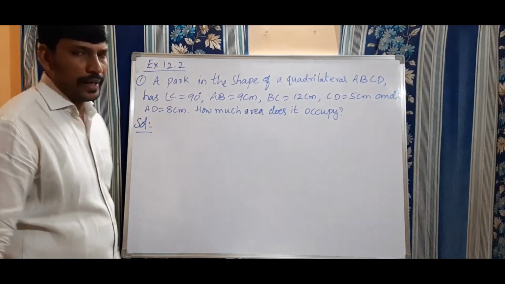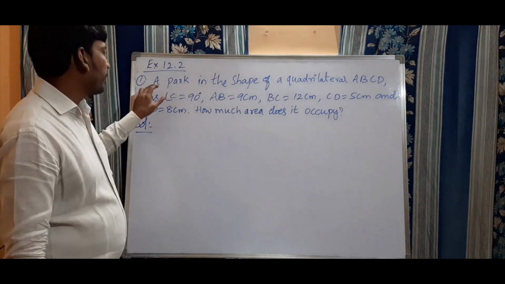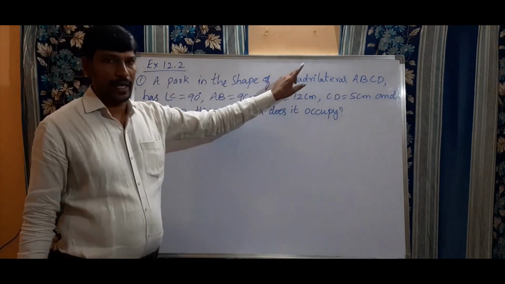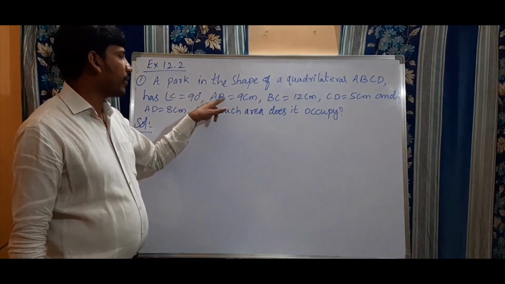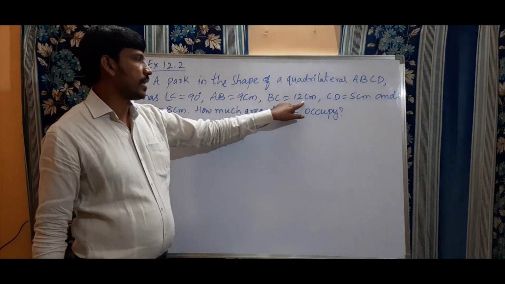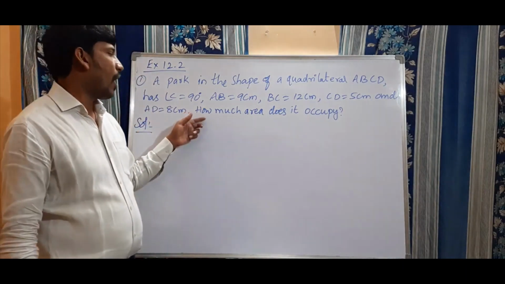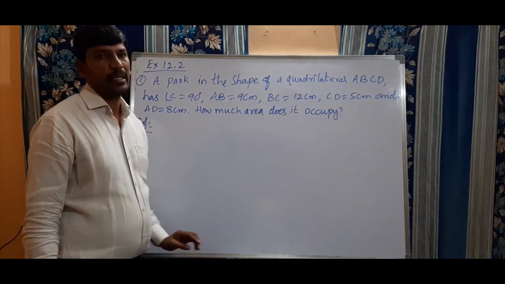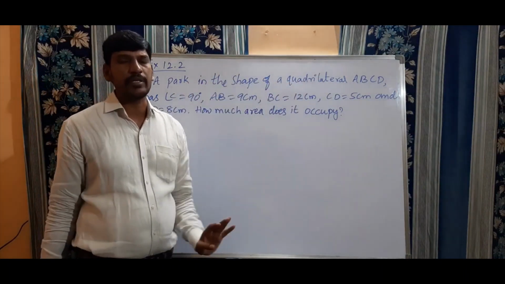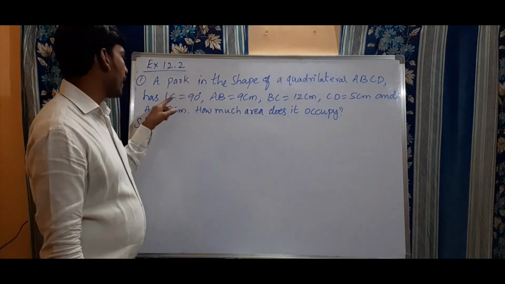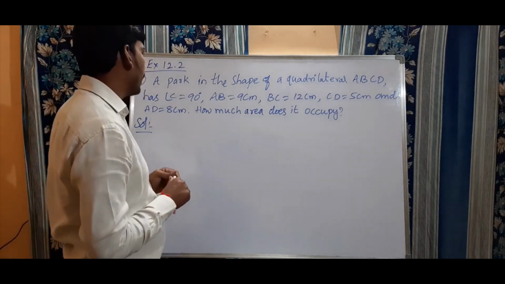Now, children, let us move to exercise 12.2, question number 1. A path in the shape of a quadrilateral ABCD has angle C equal to 90 degrees, AB equal to 9 cm, BC equal to 12 cm, CD equal to 5 cm, and AD equal to 8 cm. How much area does it occupy? Okay, we need to find out the area of the park which is in the shape of a quadrilateral ABCD. Out of 4 angles, they have given one angle as 90 degrees. Now, you need to draw the diagram for the given measurements.